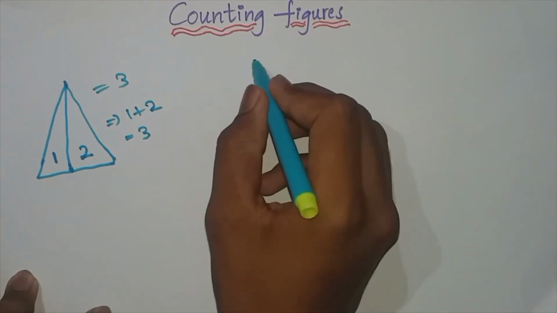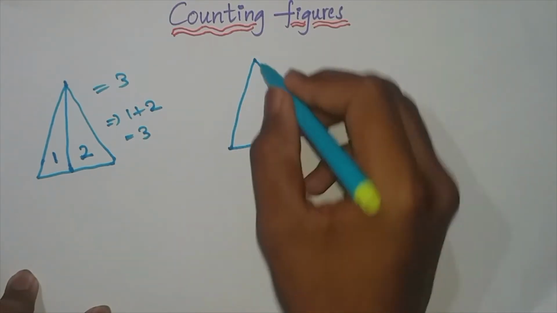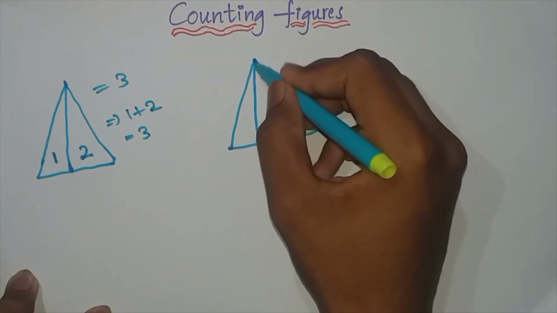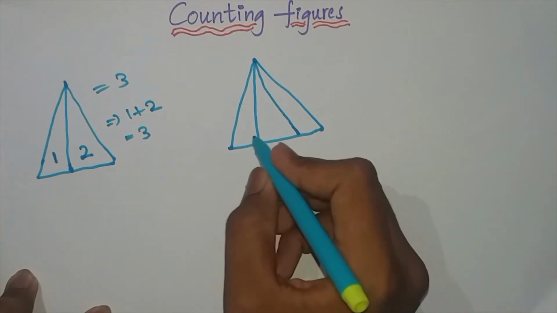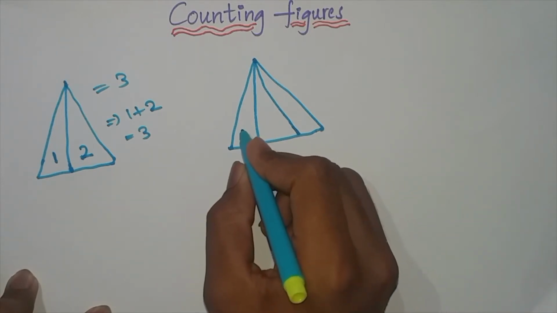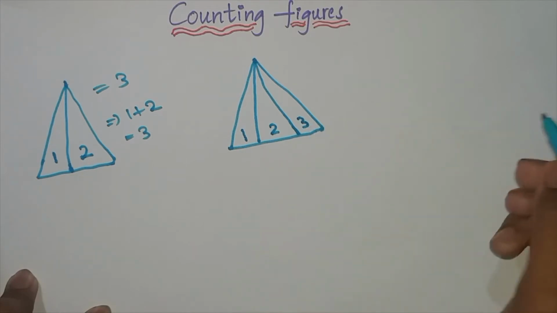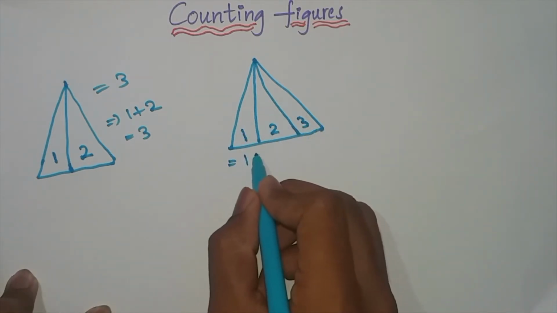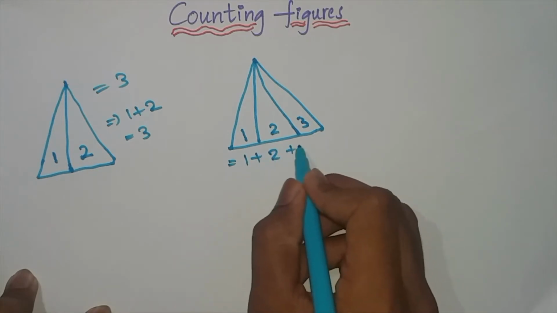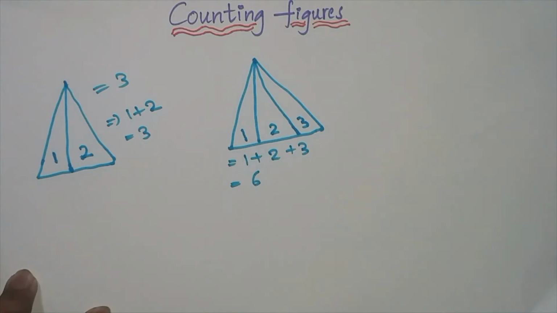Let's take another example. This is a given triangle and it has two lines in between. As usual, write natural numbers for every part: this is the first part, this is the second part, this is the third part. How many triangles are there in this question? Add them: 1 plus 2 plus 3. That means there are 6 triangles in this question.